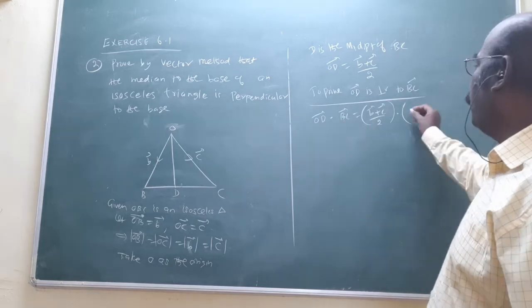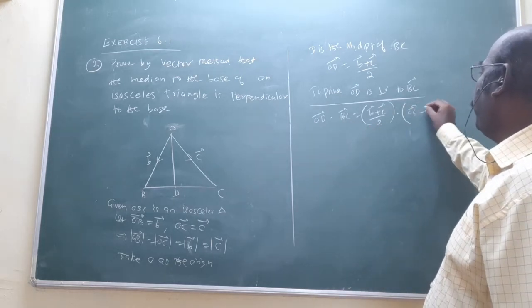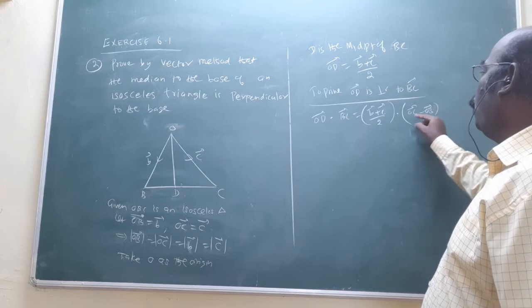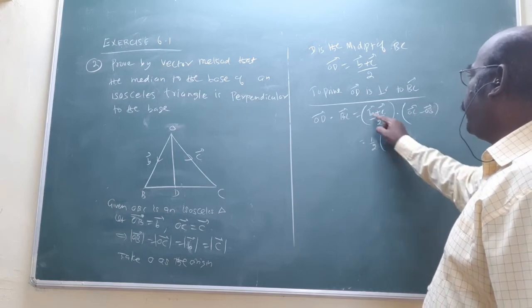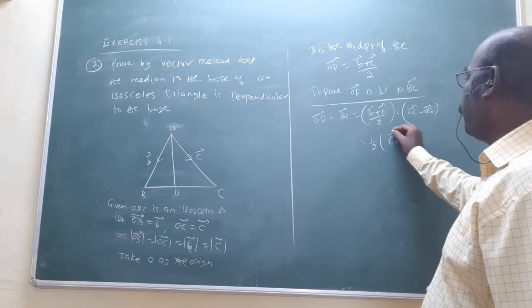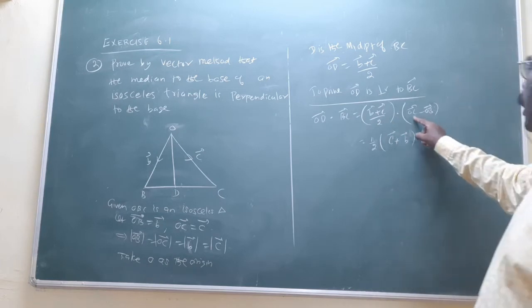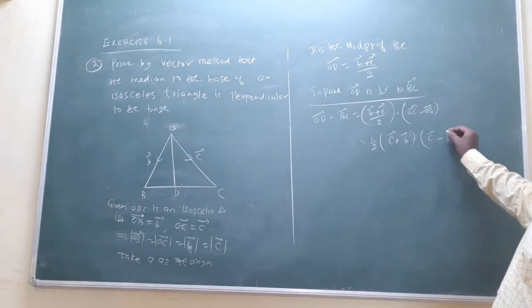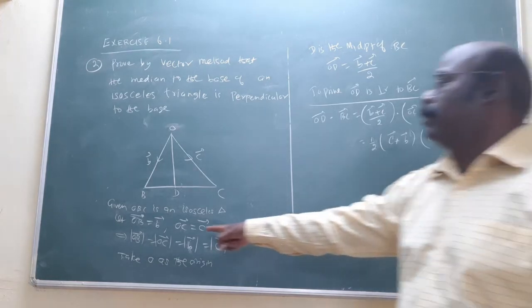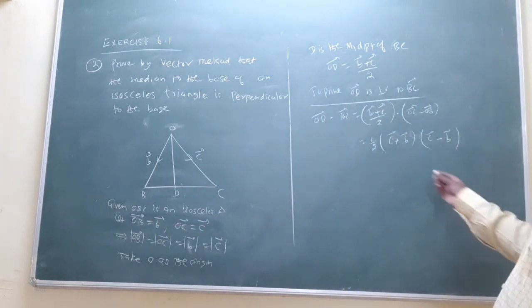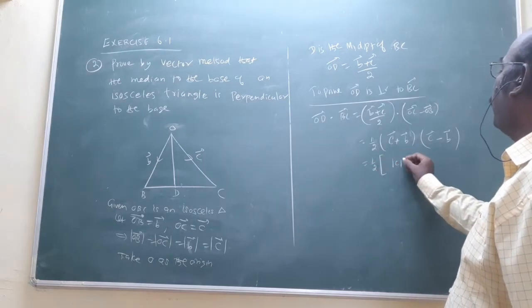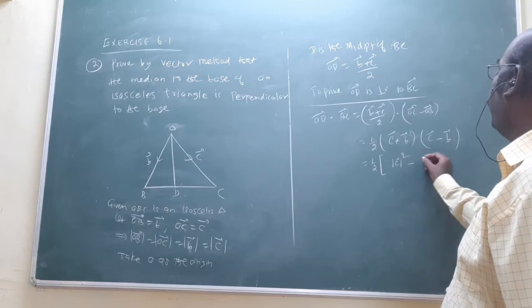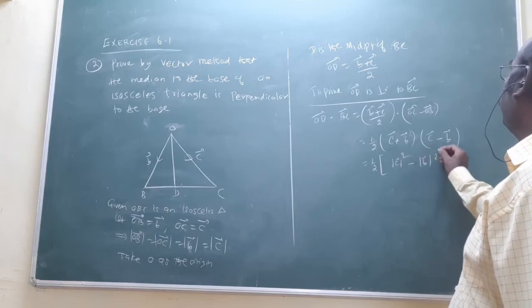Dot. This can be written as OC minus OB. Am I right? You want to produce the O vector. Again, 1 by 2 into this can be written as the C vector plus the B vector, into the small c vector, small b vector. Already I have the assumption. Am I right? Now it is of the form half into modulus of c vector squared minus modulus of b vector squared.